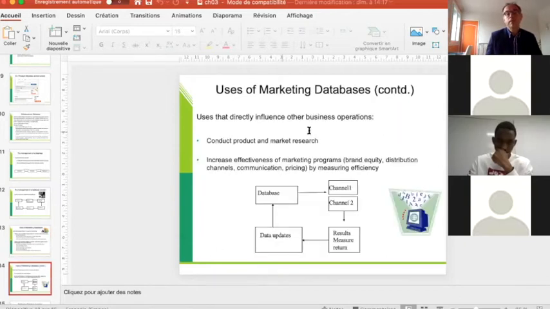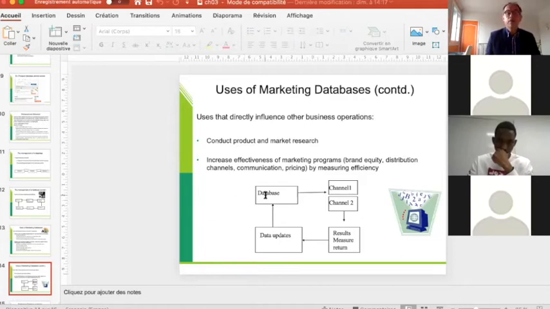This use directly influences other business operations, product and market research, product research in order to improve products, and market research in order to better understand your customers. And this increases effectiveness of marketing programs, brand equity, that is the value of the brand. You can improve distribution channel management, omni-channel management in order to offer distribution in exactly the channels where the customers want to buy. You can improve advertising efficiency and pricing, individual pricing, by measuring efficiency.